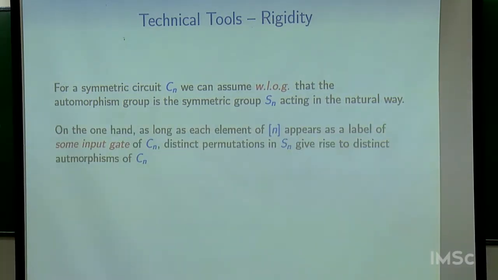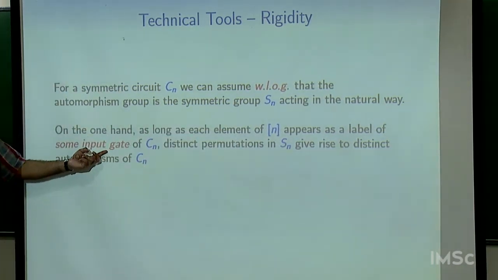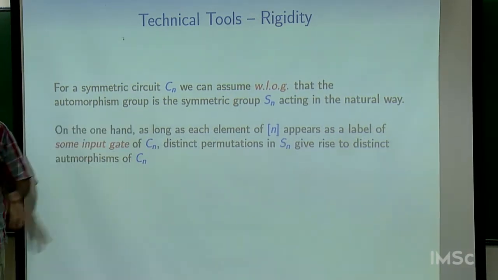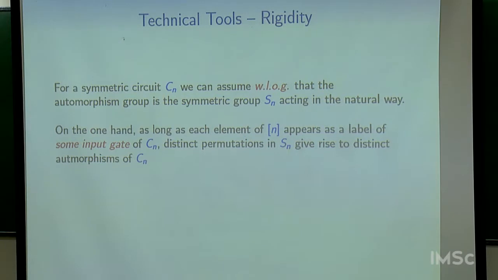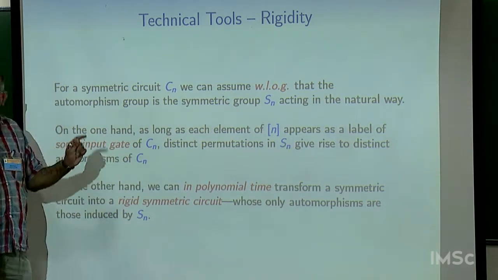Two reasons for this. One, as long as every element of the input appears as an input gate, then Sn must appear as a subgroup of the automorphism group. It must be embedded as a subgroup of the automorphism group. That's just by the definition of symmetry. So that's one direction. In the other direction, we want to make sure that there are no other automorphisms which, as it were, fix all the inputs but move other gates around. But you can show, by an easy inductive argument, that you can eliminate such things by merging gates. I mean, you must have gates doing exactly the same thing. So you just merge them, okay? So from now on, we just assume that in our circuits the automorphism group is exactly Sn, acting in the natural way on the inputs.